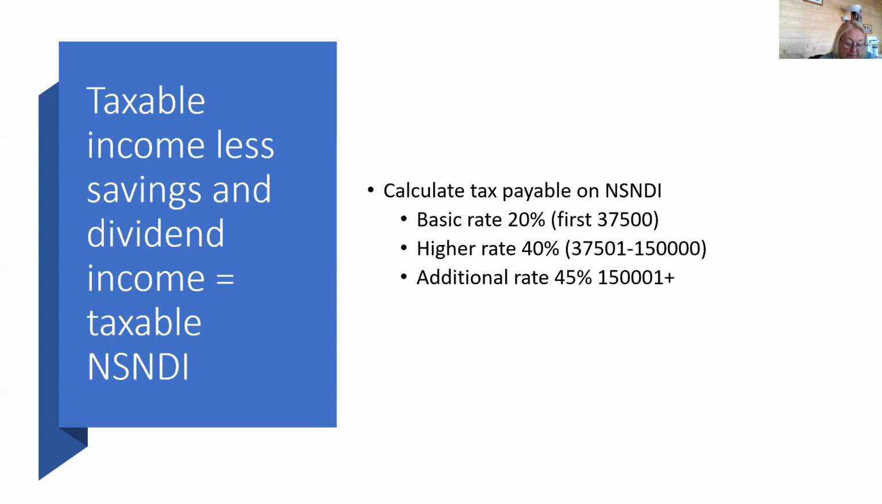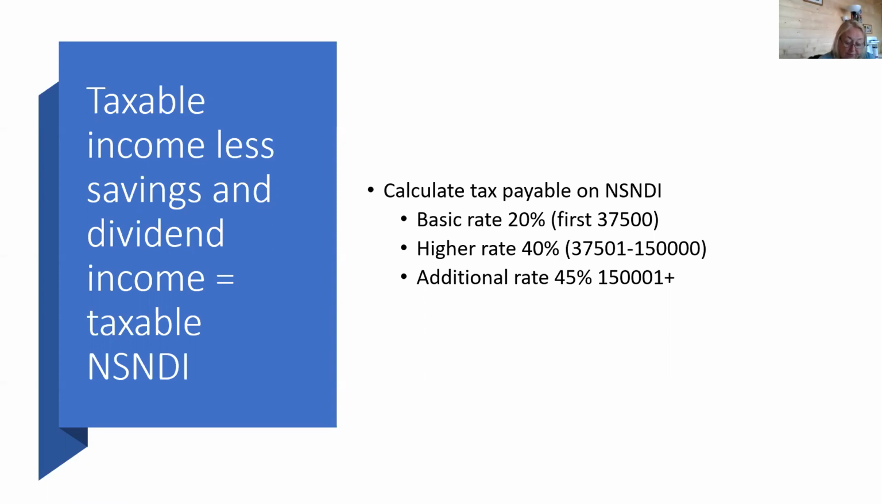So we have to split it up, and the first thing that you do is you take off any savings or dividend income from that taxable income figure. So if your question told you that this person had received any interest on savings, or had received any dividends in this tax year, you would take that money off the taxable income to leave the non-savings, non-dividend income behind. And we calculate the tax payable on that non-savings, non-dividend income first.